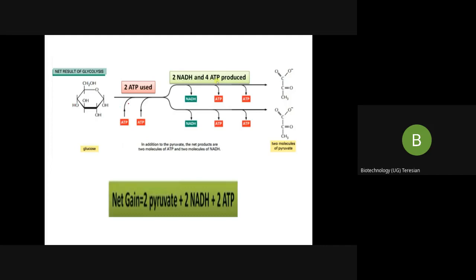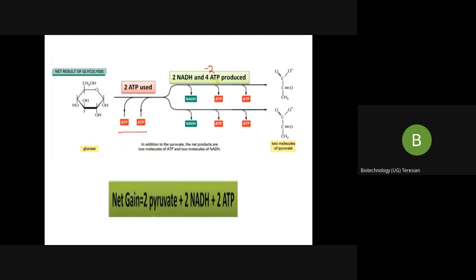But in my previous steps, that is in the preparatory phase or energy consuming phase, what happened? We utilized 2 ATP. So what happens from here? If you minus 2 ATP, you are left with only 2 ATP. Because 2 ATP was utilized in the first step and 4 ATP molecules are produced in your second phase, 4 minus 2, you are left with 2 ATP. So this is your net gain in your glycolysis.